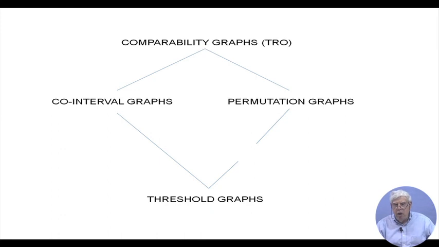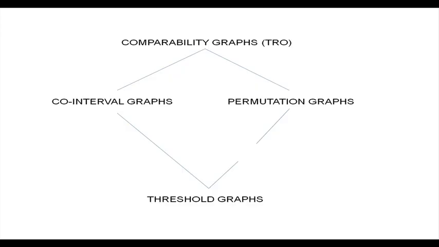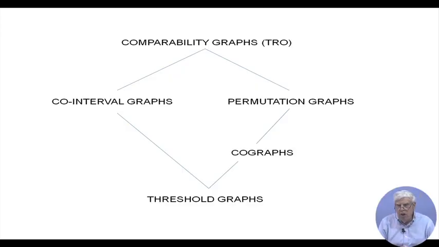A class that is below these two classes is the class of threshold graphs, and perhaps we will talk about threshold graphs next week in the context of different other subclasses of interval graphs and of comparability graphs. And we will also talk about another class called the cographs, which fit somewhere between permutation graphs and threshold graphs. And with them, we are going to see an interesting application for circuit design.